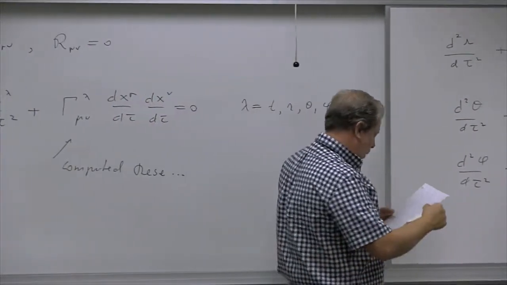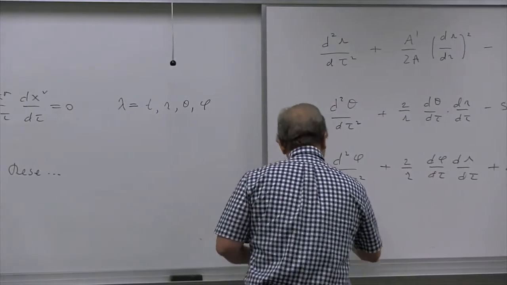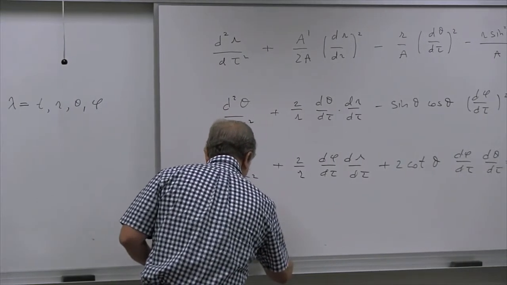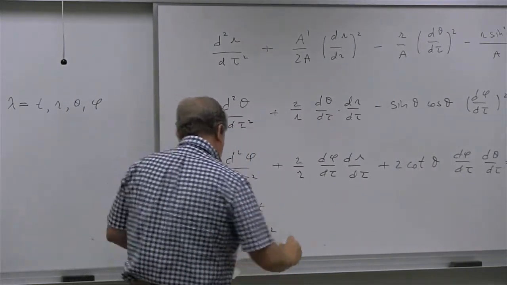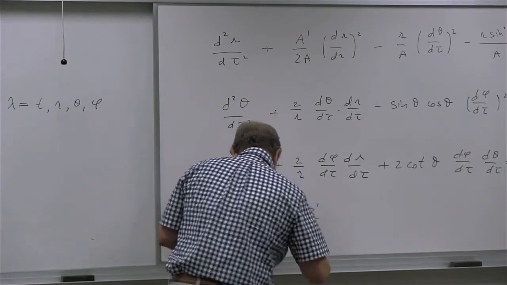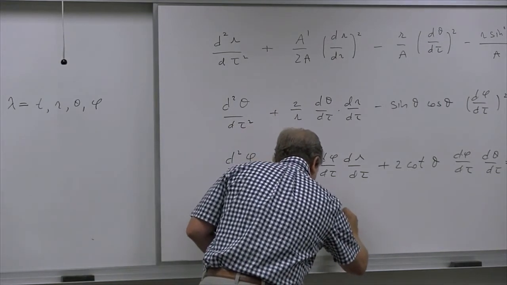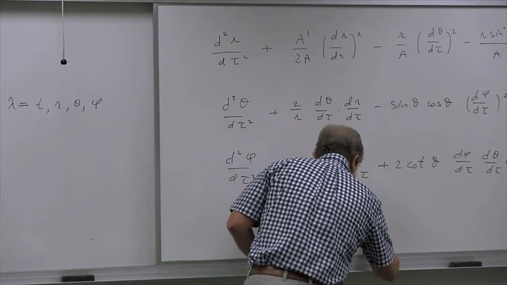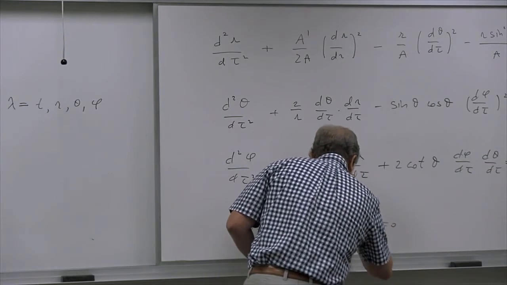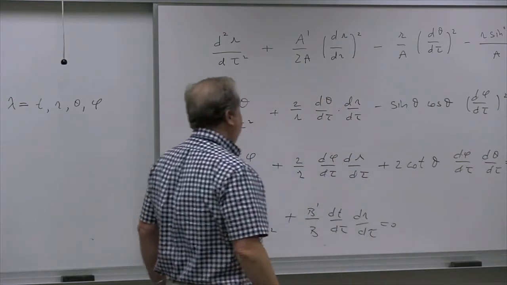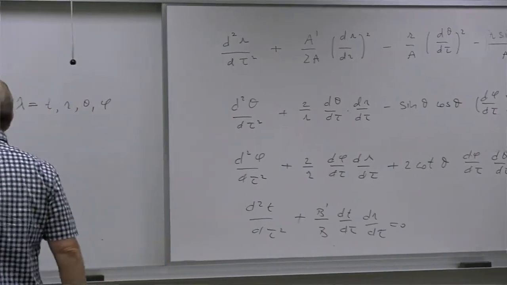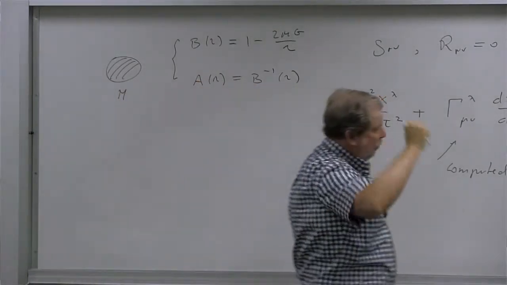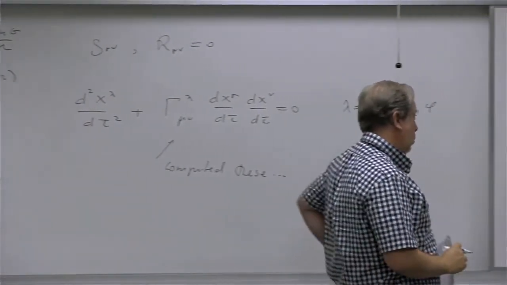And that's an essential one too. And so that says that the second derivative of t with respect to tau plus b prime over b times dt by d tau times dr by d tau is equal to 0, right? And of course, everywhere we have that b is equal to 1 minus 2MG divided by r, and that a is equal to b to the minus 1.